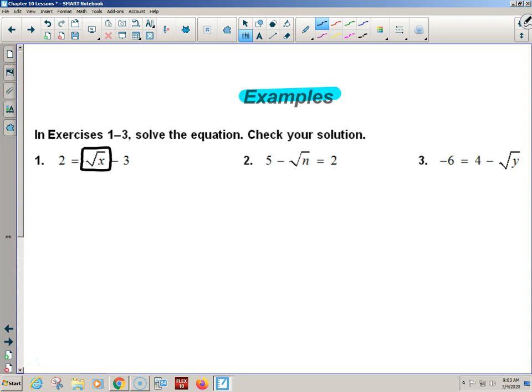Get the radical alone, because only when I have the radical alone on one side of the equation with everything else on the other side, only then am I allowed to square. Ready, set, get the radical alone, square both sides, see if you can finish. And if that first one makes sense, try number 2, maybe even number 3.